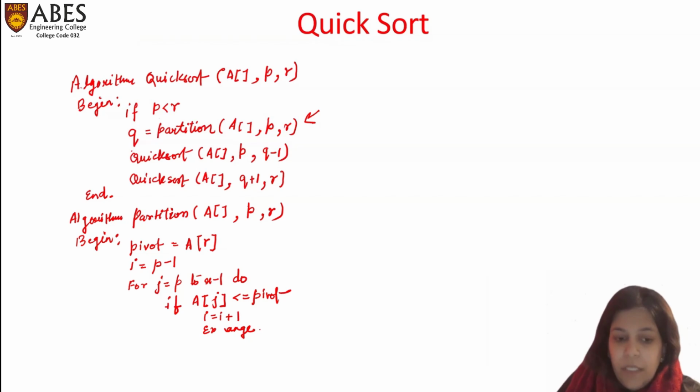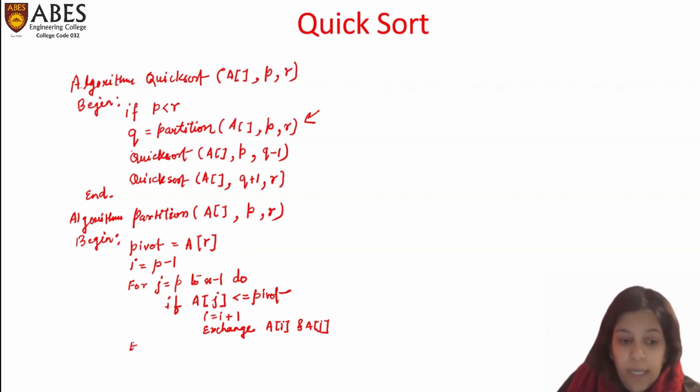We have to exchange two values. And what were those two values? We have to exchange A of i and A of j. Right. Now, as we come out of this for loop, what do we have to do? We have to again do one swapping, one exchange that is still left.